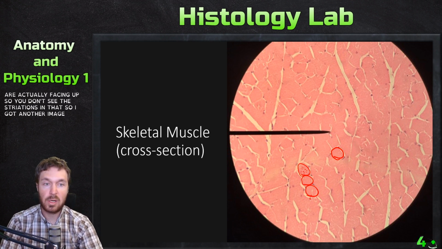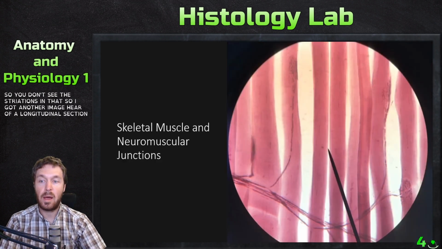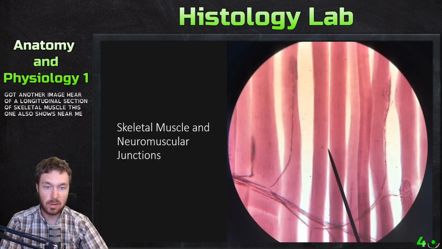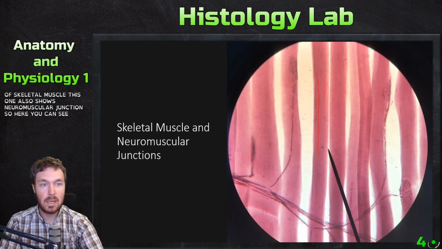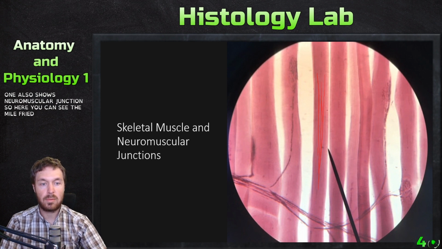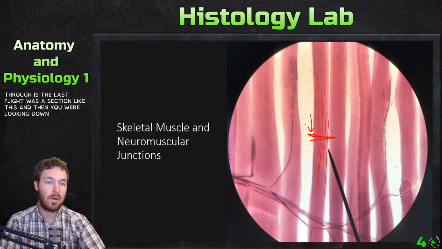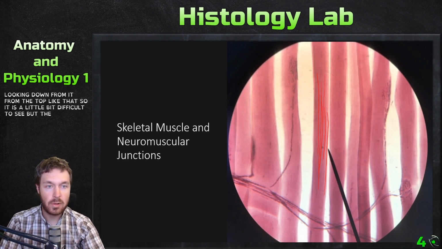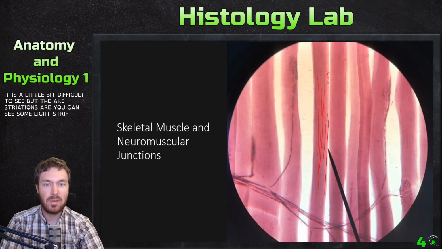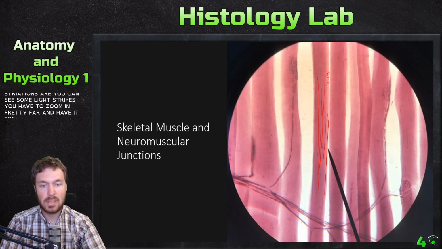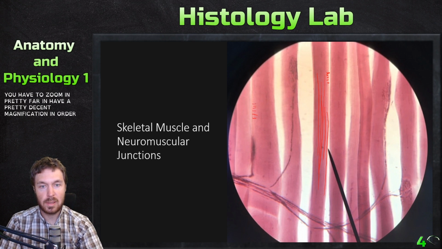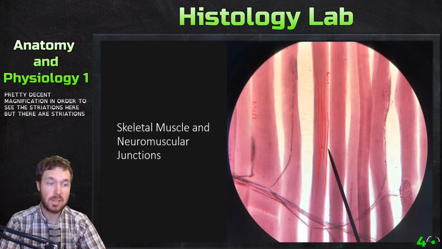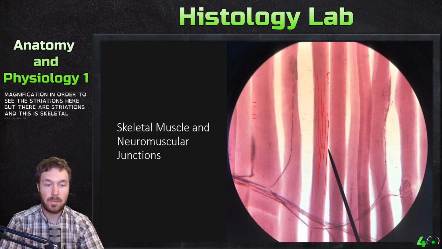I got another image here of a longitudinal section of skeletal muscle. This one also shows a neuromuscular junction. So here you can see the myofibrils moving down through. The last slide was a section like this, and then you were looking down from the top like that. So it is a little bit difficult to see, but there are striations here. You can see some light stripes. You have to zoom in pretty far and have a pretty decent magnification in order to see the striations here. But there are striations, and this is skeletal muscle.